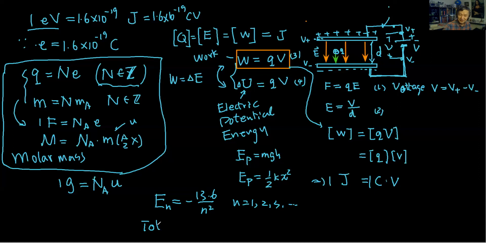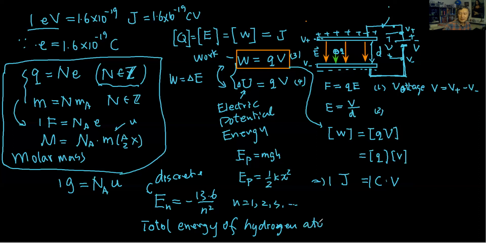Discrete. What does it mean to be discrete, not continuous? It's called discrete energy. Total energy of what? When will we say discrete? Hydrogen. Oh, total energy of the hydrogen atom. Okay, right.